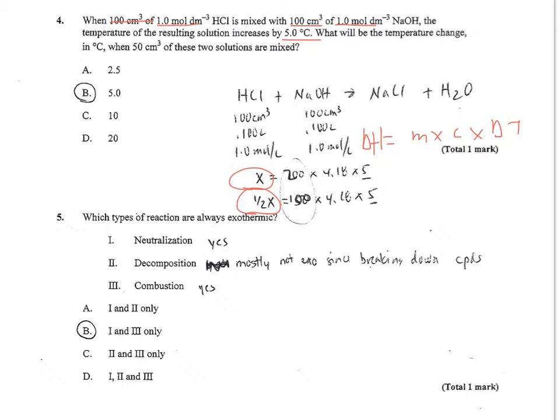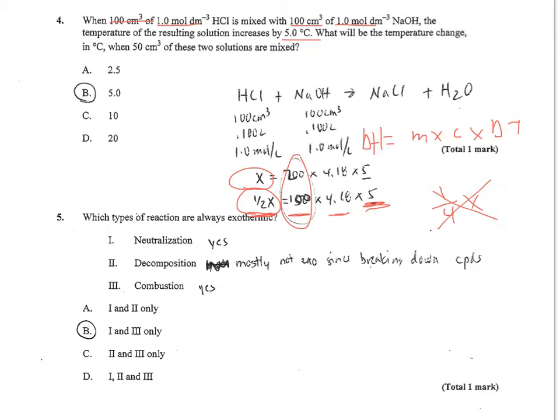So in the first scenario, I had 200 total centimeters cubed, or 200 grams of solution, times 4.18, and I had a 5-degree temperature change. So in the second scenario, if I've cut that in half, I have 100 grams times 4.18. If I want X to be half as much, I've already cut this variable in half, so that means my temperature change is going to have to remain 5, because if that goes down to 2.5, now all of a sudden I only have 1/4 the temperature change. And that is not the case. It should be half, because I have half the reactants, half the collisions, half the product being made.